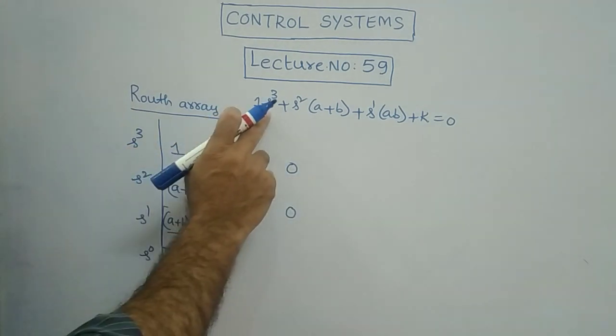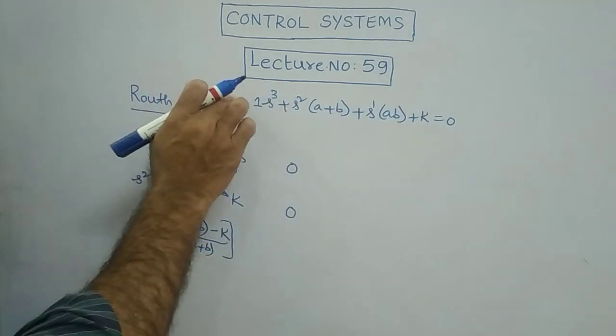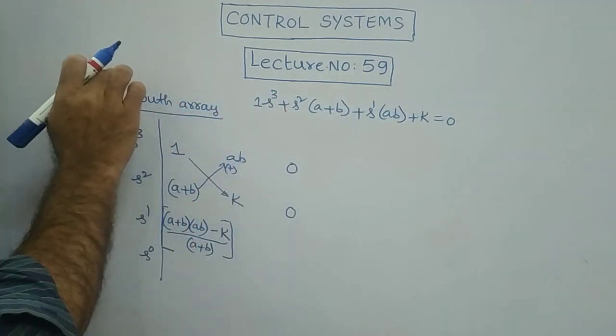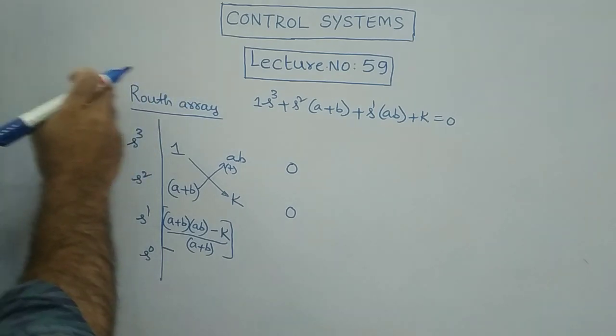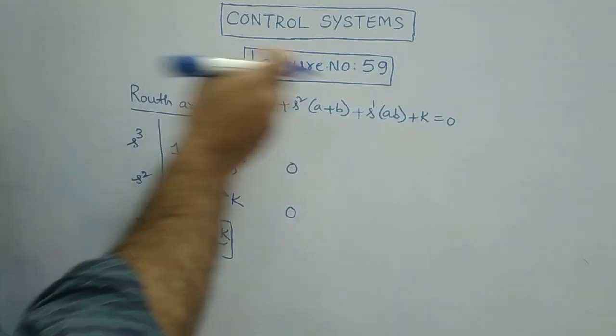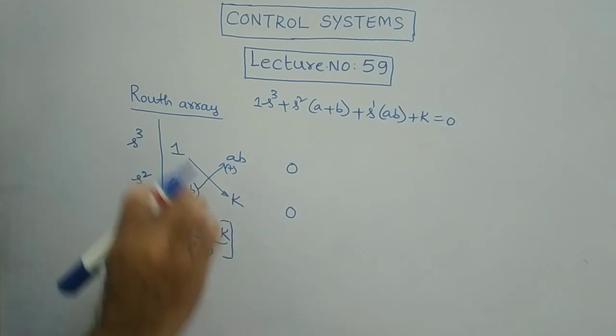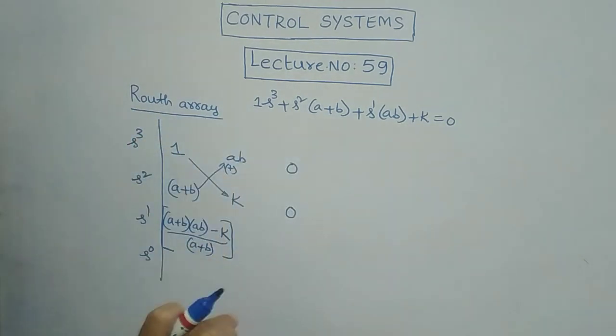Here the polynomial is given in S power 3. If it is S power 4, S power 5, S power 6, sometimes even S power 8, whatever the order of the equation, irrespective of the given order, you must write only the first two rows from that expression.